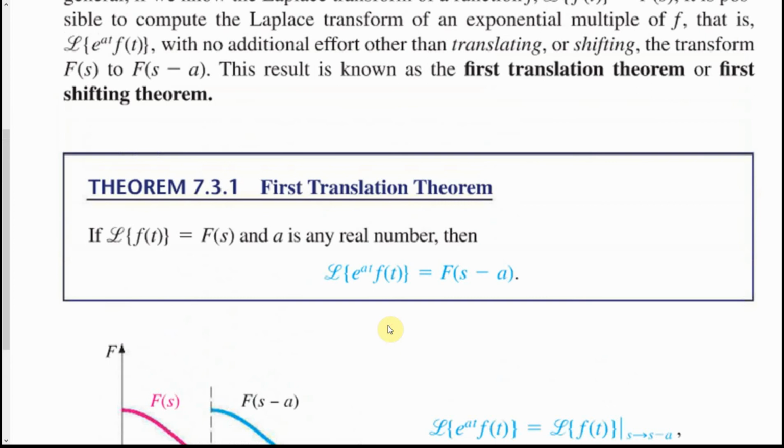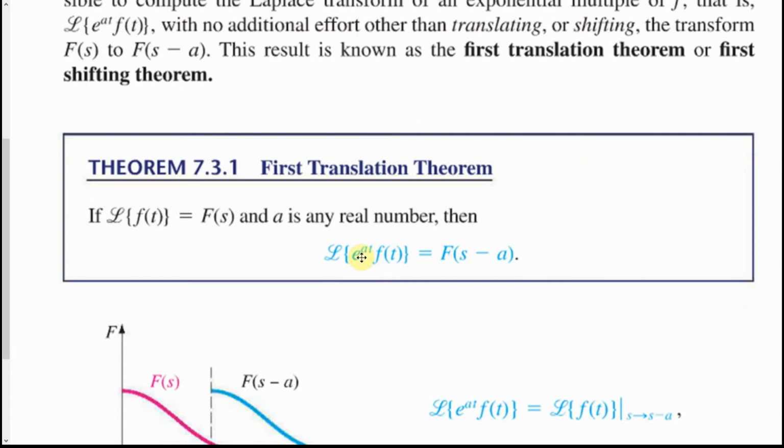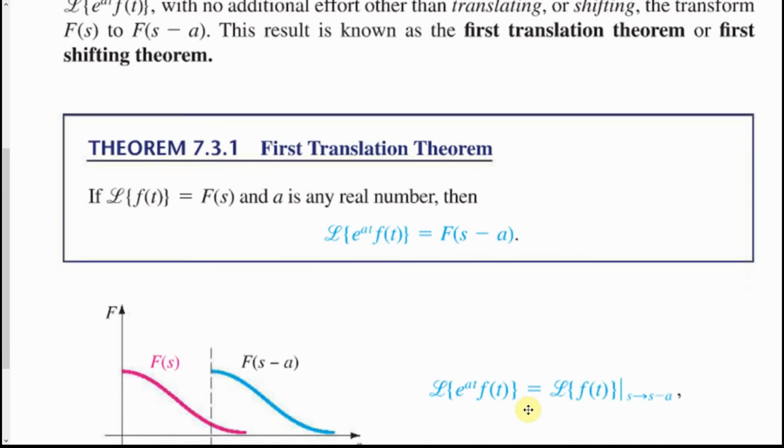So what we are talking about basically is how to find the Laplace transform of e to the at times some function f of t, which is basically said to be the Laplace transform of f of t, and then with the translation where s goes from s to s minus a. So look how this theorem is easily calculated.